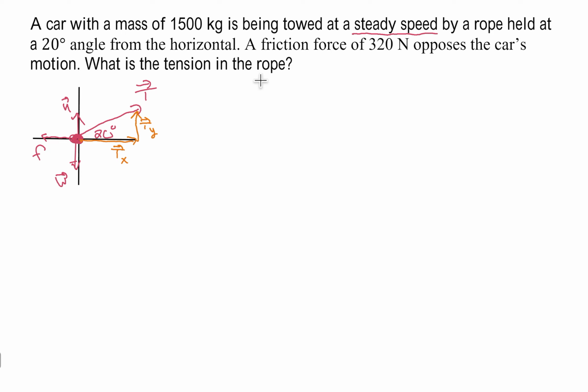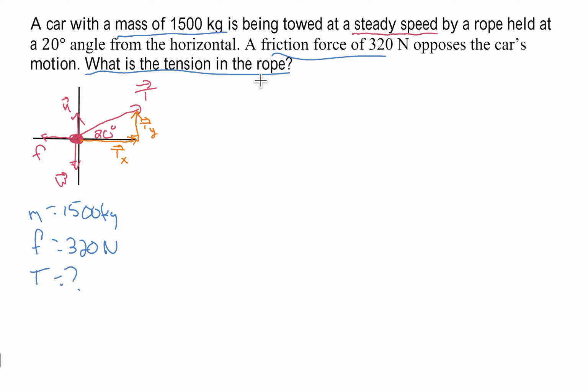All right, so now we have our free body diagram, and we can go straight into the things that we know and the things that we don't know. What do we know? Well, they gave us a mass of 1,500 kilograms, so I'm going to write down M equals 1,500 kg. They gave us a friction force of 320 newtons, so F equals 320 newtons. And that's what they told us. So that's what we know. Now, what am I looking for? What is the tension in the rope? Okay, fine. So T is what I'm looking for. And I like writing that down because if I don't, then I might lose track of what it is that I'm trying to find, okay?